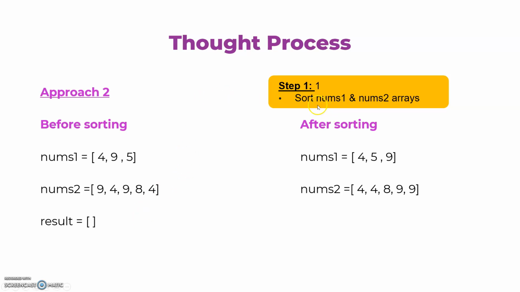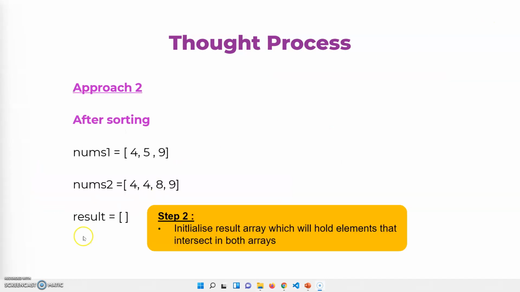Step 1 is first we are going to sort both the nums1 and nums2 arrays. So this is before we sort. The arrays are 4 9 5 and 9 4 9 8 4. After we sort the arrays, we will have nums1 and nums2 like this. After we sort the arrays, what is step 2? Step 2 is we initialize the result array that will hold the elements that intersect both arrays.